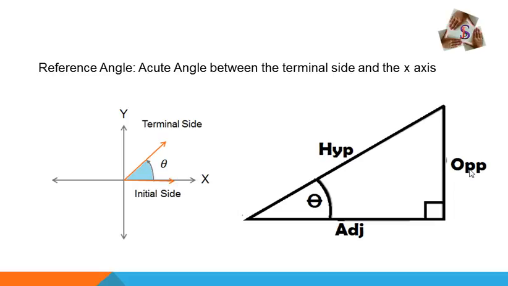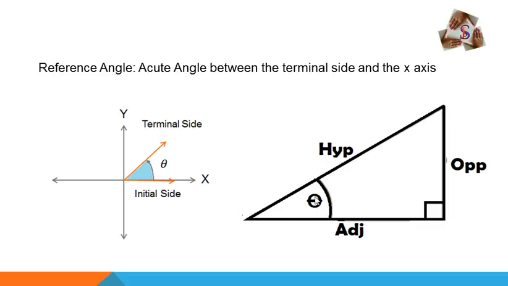Whereas, to find the opposite and the adjacent side, we require the reference angle, that is theta here. So for theta, this is the opposite side and this is the adjacent side. Why? The side that is just opposite to theta is called the opposite side. So this side is just opposite to theta. It is called the opposite side. This side is along theta, so it is called the adjacent side.